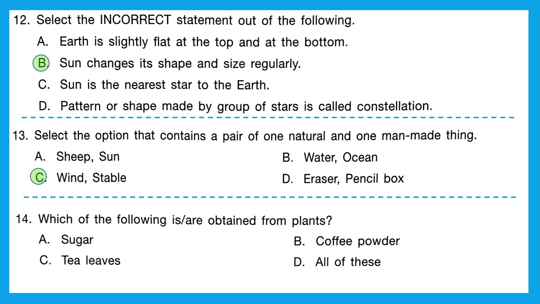So sugar from sugarcane, coffee powder from coffee plant, tea leaves from tea plant. We get all of these from plants. So our correct option is option D.